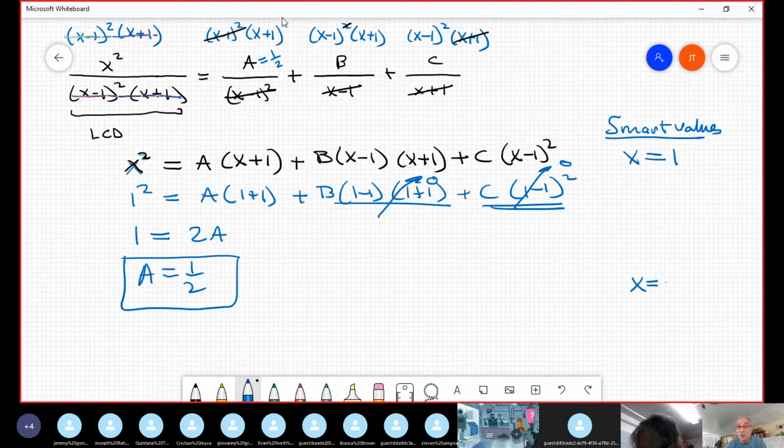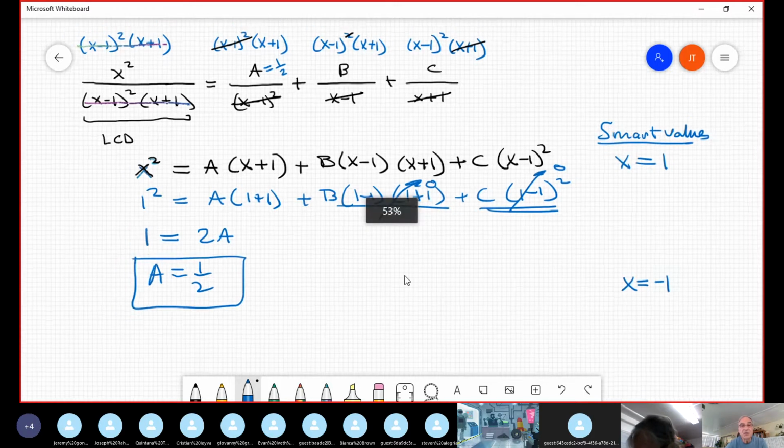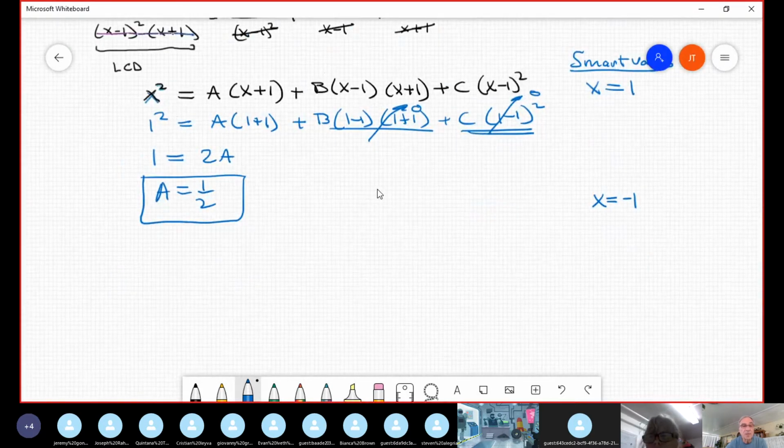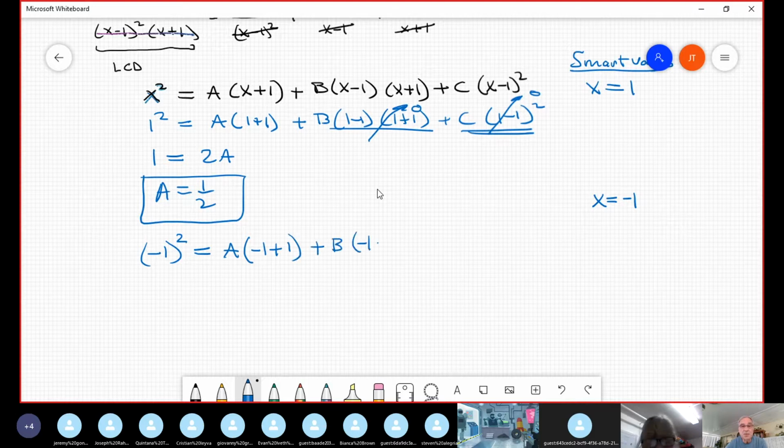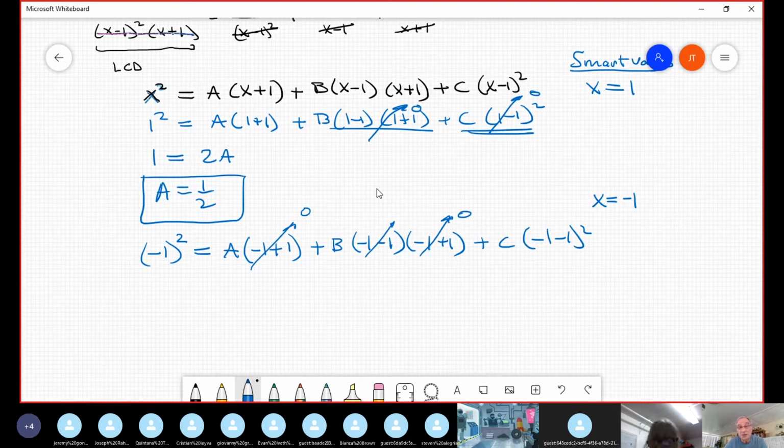Another smart value that I can see is -1, because when you plug in -1 here, -1 plus 1 is 0, and -1 here plus 1 is 0. Nice. Using this idea, another smart value is -1. The -1 squared is equal to a times (-1 plus 1) plus b times (-1 minus 1 is -2, and -1 plus 1 is 0), plus c times (-1 minus 1) squared. Okay, one more time it happens. This is 0, and this is 0, since 0 times something is 0.